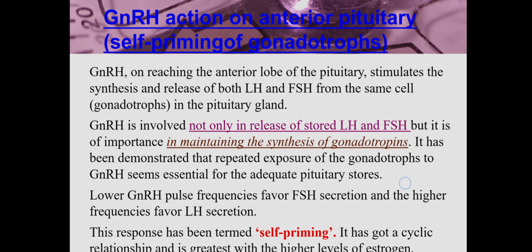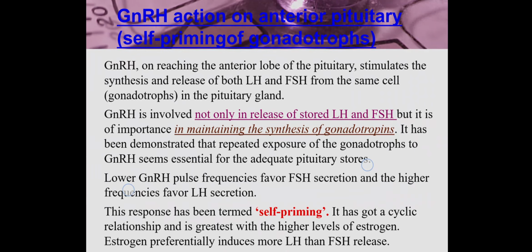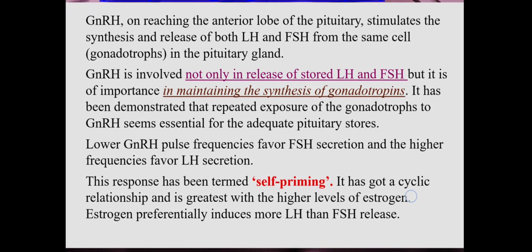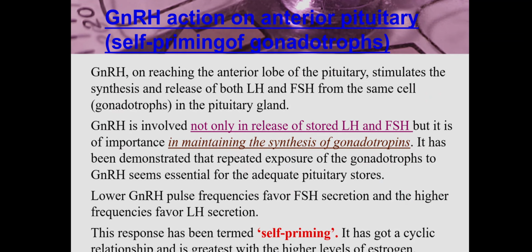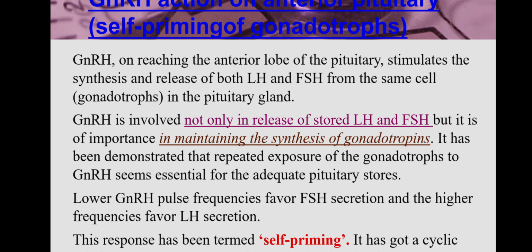Yes, next point is the GnRH action on the anterior pituitary. It is called as the self priming of the gonadotrophins. Here what happens, the GnRH is not only involved in the release of the stored FSH and LH, but it is also important in maintaining the synthesis of the gonadotrophins. So what happens, GnRH on reaching the anterior lobe of the pituitary, it stimulates the synthesis and release of both the LH and FSH from the same cells or gonadotrophins in the pituitary gland.